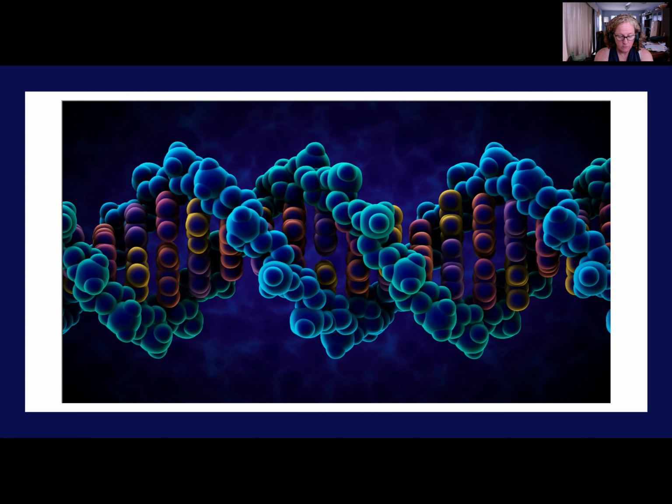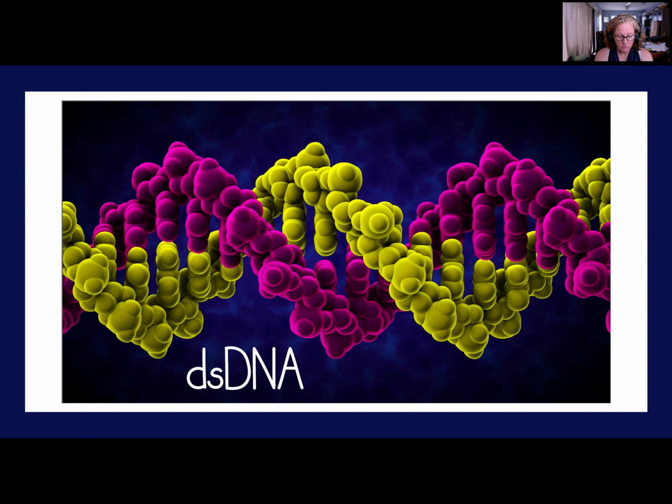Inside the cell, you will most commonly find double-stranded DNA, in which two strands intertwine to form a double helix. The most common form of the DNA double helix, which is what we will discuss here, is also called B-form DNA.